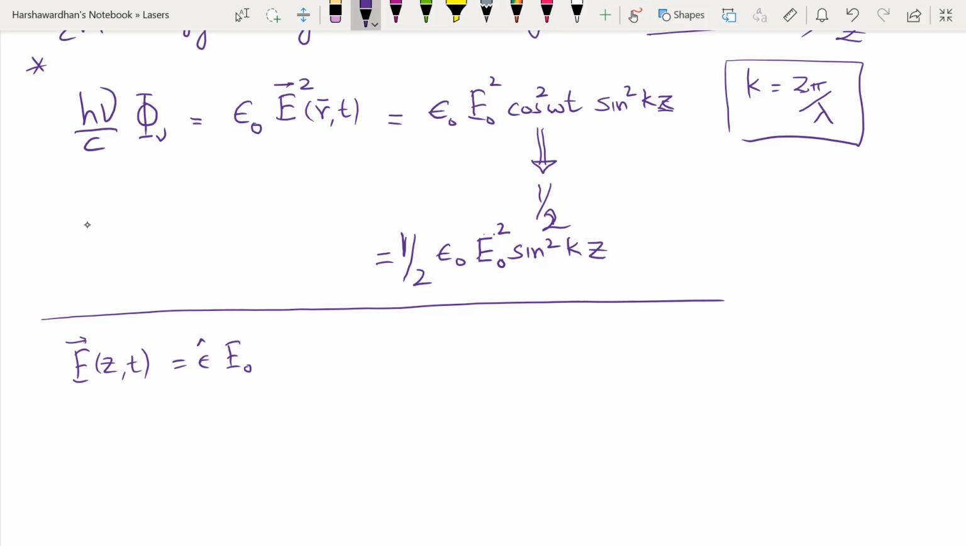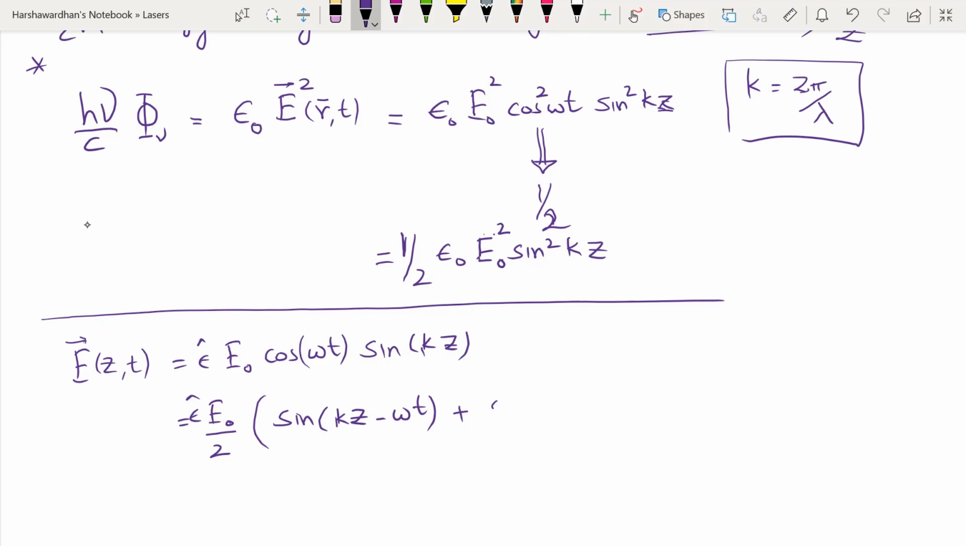There must be some polarization. Let's not worry about it. It's cosine omega t times sine kz, right? I can expand this cosine times sine in the following form. So there is epsilon and this E naught by 2. Let me take that as common outside, and I can write this as sine(kz minus omega t) plus sine(kz plus omega t).